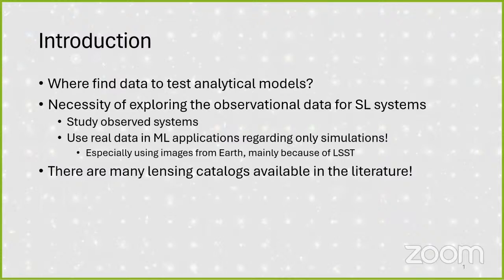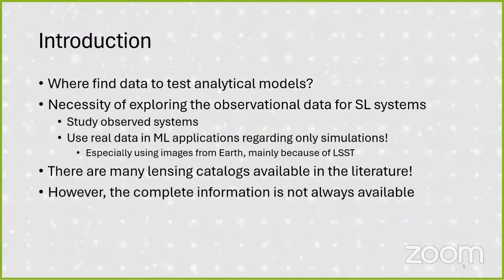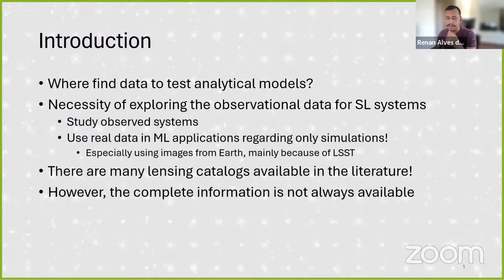So actually, there are many lensing catalogs available in the literature. However, most of the information is not always available. This might be a problem for us, because in some cases, we may have tabular data from many lensing parameters, but other catalogs provide imaging cutouts, but not both kinds of information combined. And this might be an issue.